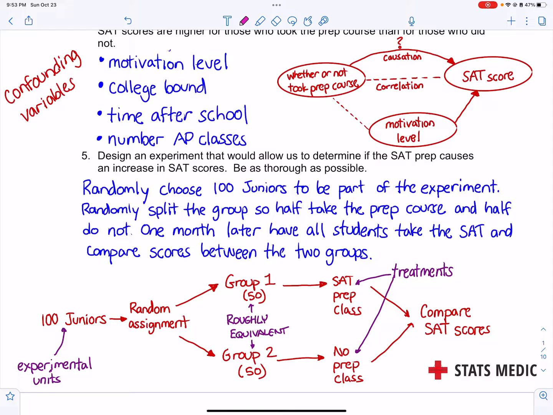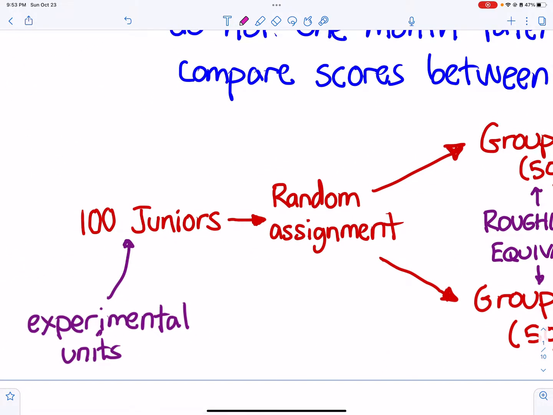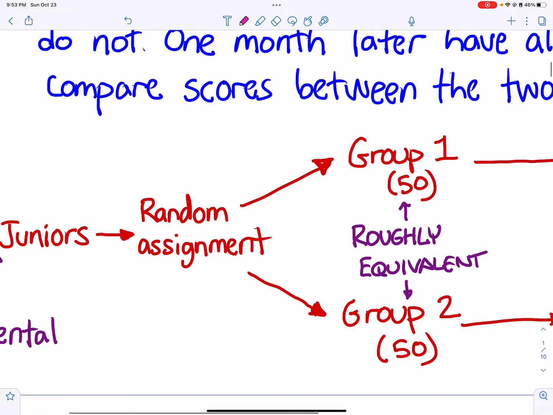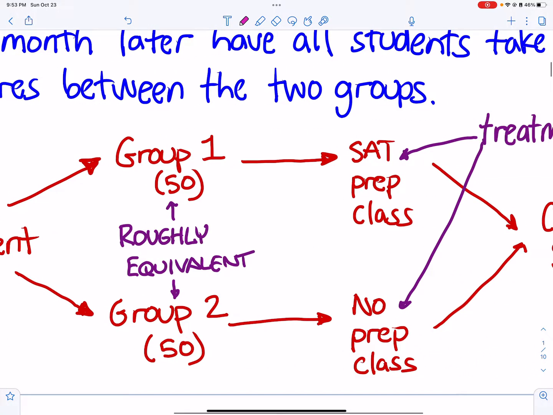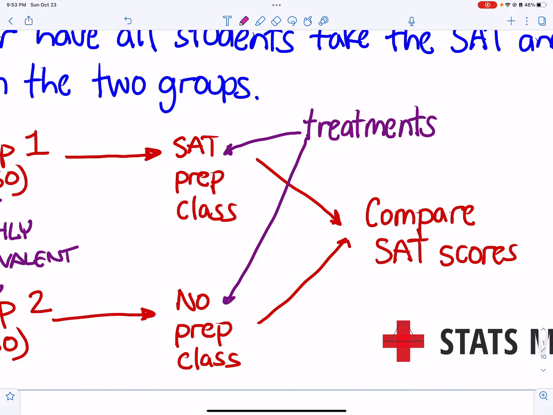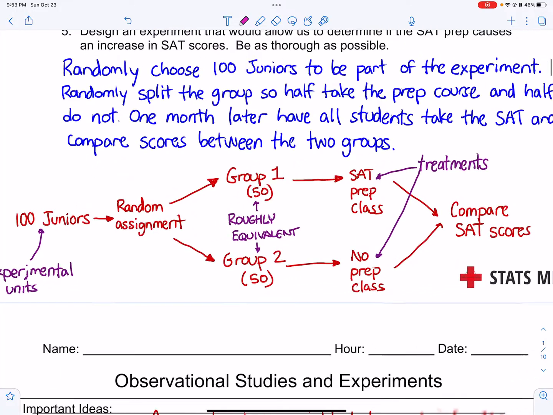The biggest thing I'm going to show you in the design is this here. Okay, I chose 100 juniors. Now that does not have to be random for my experiment. What needs to be random for my experiment is the treatment. So I'm going to randomly assign them to group 1 and group 2. Roughly equivalent, doesn't have to be exact, but I'm going to try to get them as even as possible. Then group 1 is going to take the SAT prep class, and group 2 is not. And those are the treatments. Then I'm going to compare the SAT scores. If you read through the blue, it basically says the same thing. Either one would be correct.